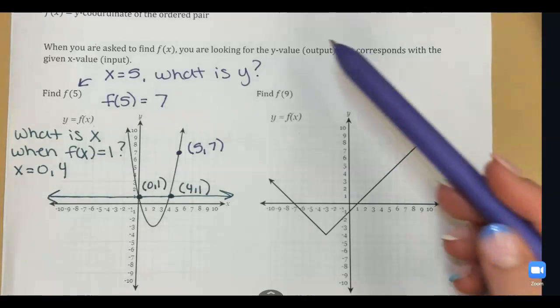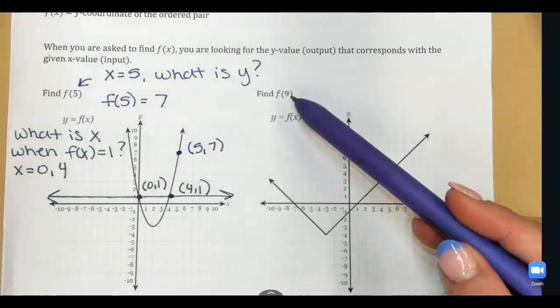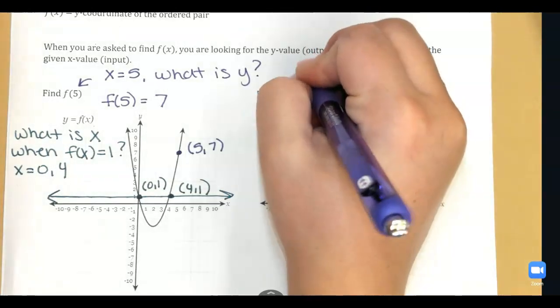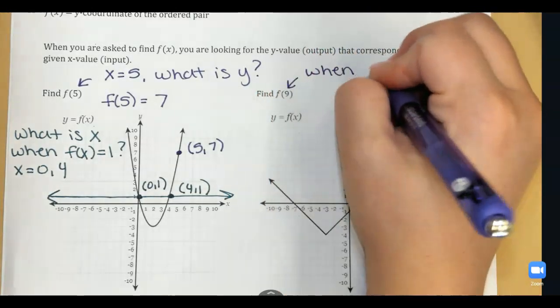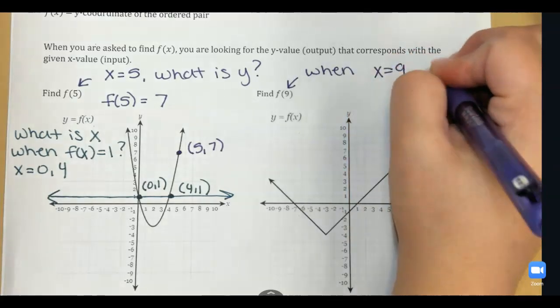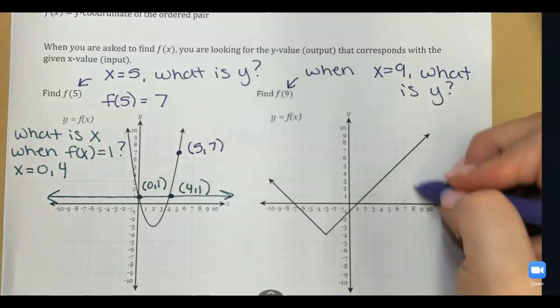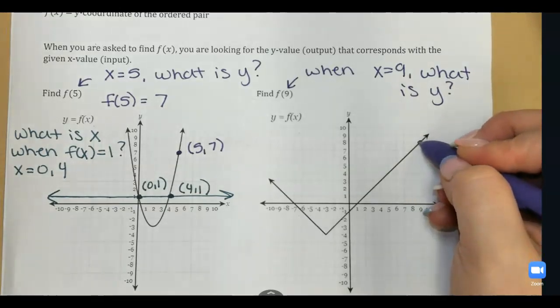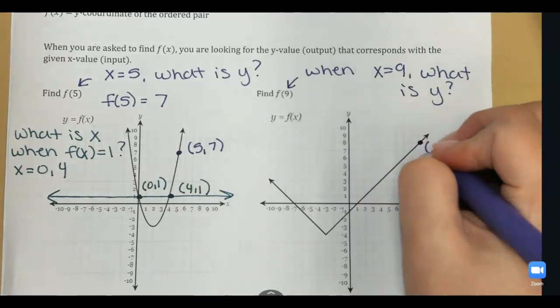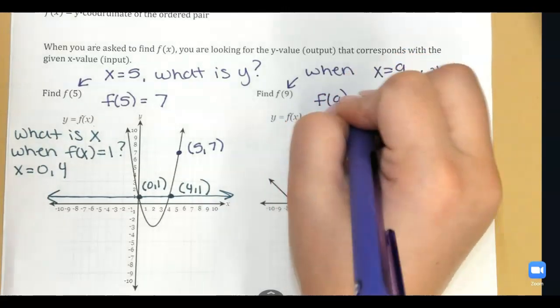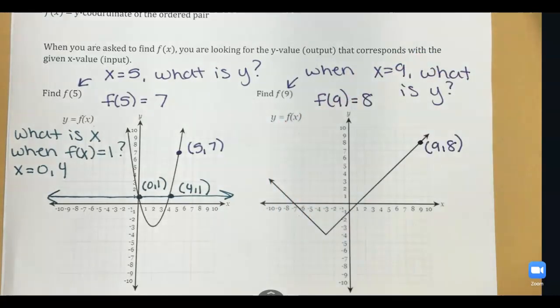Okay, last one to wrap it up today. Find f of 9 for my new graph. So again, this means when x equals 9, what is y? So I'm going to look at my graph. Here is 9. That point is 9, 8. So f of 9 is equal to 8. That's the point on my graph.